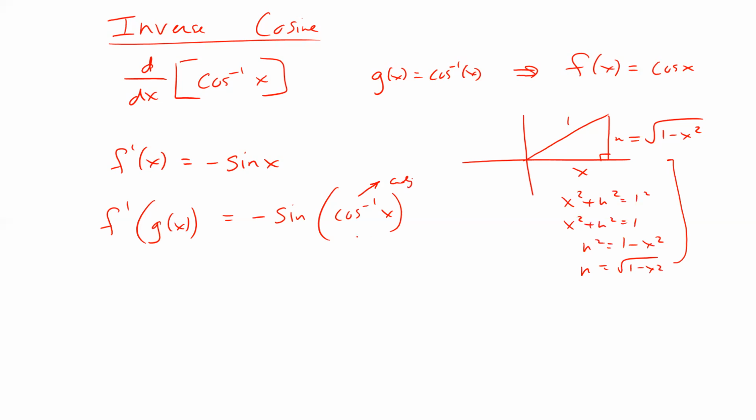Okay, so now let's see how this works out. Adjacent over hypotenuse. Now this one becomes opposite side over hypotenuse. So I think we're going to go with negative 1 over the square root of 1 minus x squared from there.